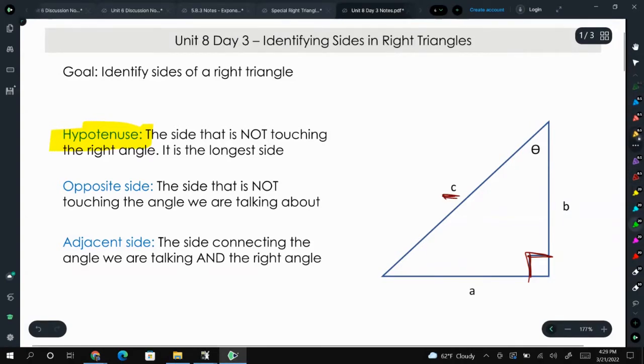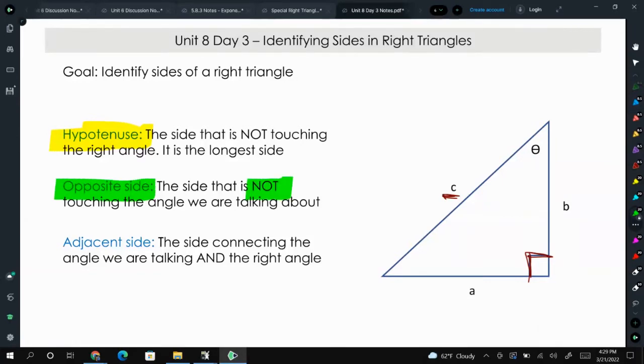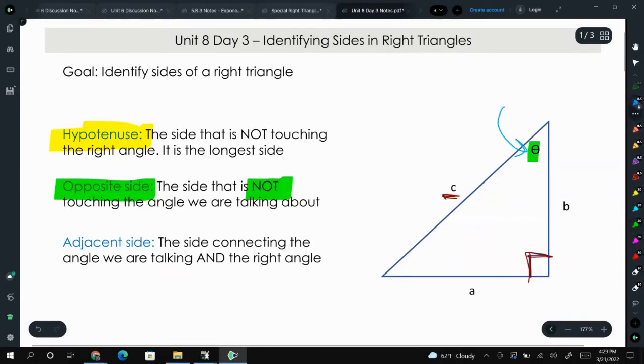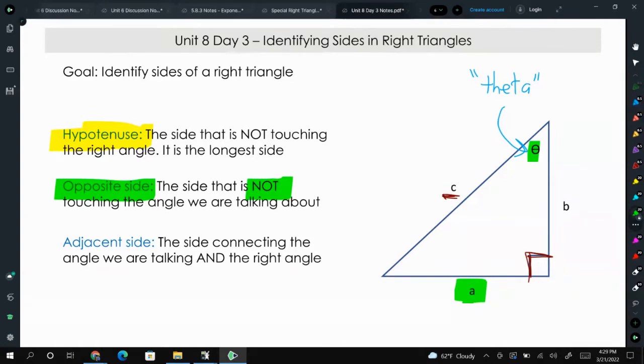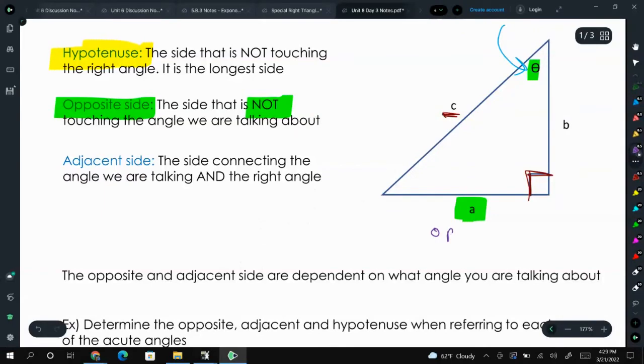Now the opposite side is the side that is not touching the angle we're talking about. So if I'm talking about this angle right here, and this is the Greek letter theta, which is just a symbol for an angle measure, then the side that is opposite is A, because it doesn't touch that side. So when I do these, I like to say, all right, opposite, and we did the hypotenuse, hype.